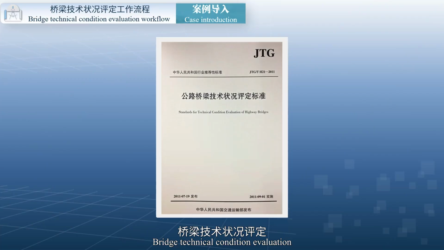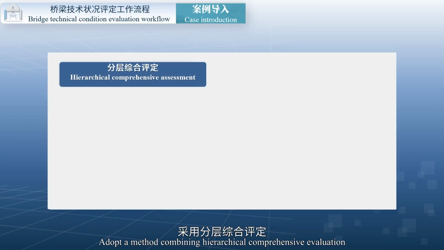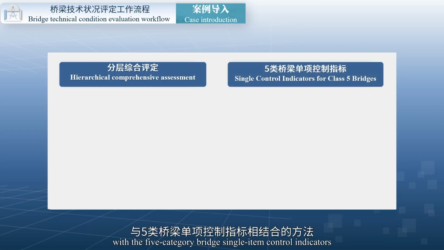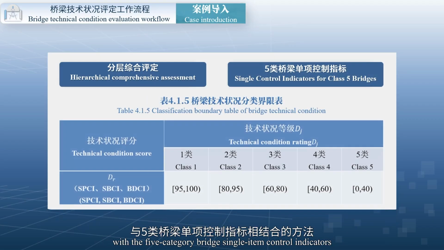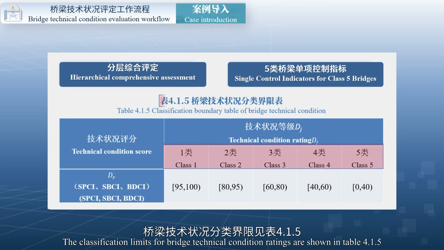Bridge technical condition evaluation. Evaluated according to the Highway Bridge Technical Condition Evaluation Standard. Adopt a method combining hierarchical comprehensive evaluation with the 5-category bridge single-item control indicators. Rate the bridge as Class 5. The classification limits for bridge technical condition ratings are shown in Table 4.1.5.